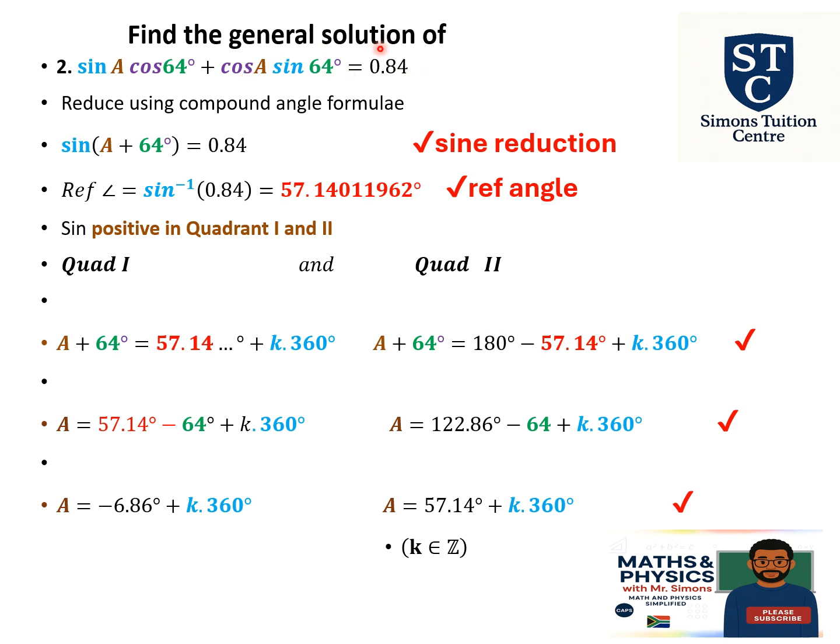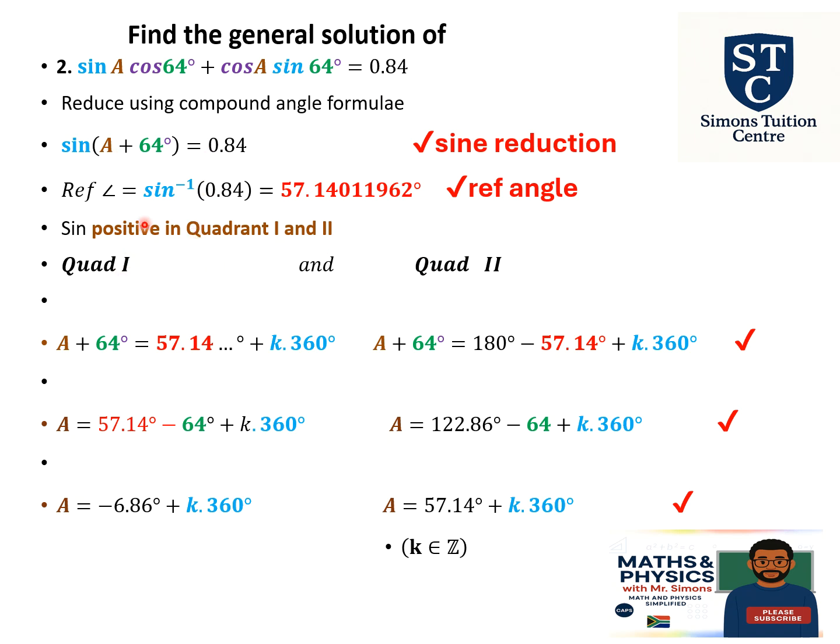I want the general solution, so I have to reduce. Because I have sine cos, cos sine, I have to use the sine compound angle. So A and 64. And positive stays positive with sin. Right, so that becomes sine A plus 64 equal 0,84. Now I have a single trig ratio in sine. So I can say shift sine 0,84. It gives me a reference angle of 54,14 degrees. Sine is positive in quadrant 1 and quadrant 2.